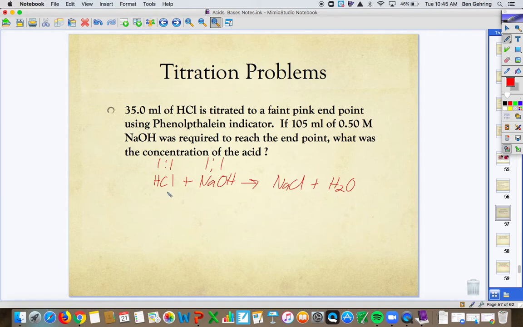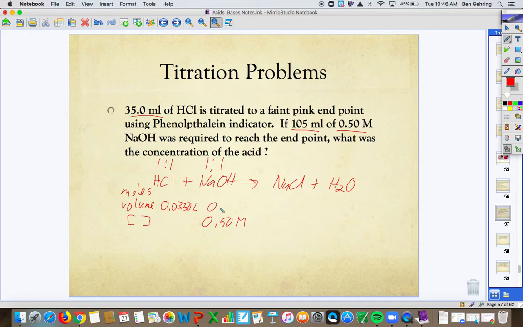Okay, so now write my knowns and unknowns down underneath. I try to do it with moles first, moles on top. I put volume underneath that, and my concentration is the last thing I put. And so going back to the problem, things that I know. I have 35 milliliters of hydrochloric acid. I'm going to make that liters right now, 0.0350 liters. I know that I have 105 milliliters and 0.50 molar sodium hydroxide. So concentration is 0.50 molar.